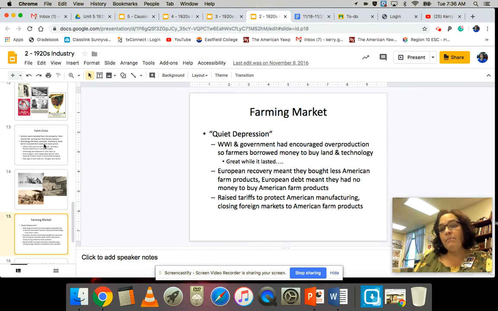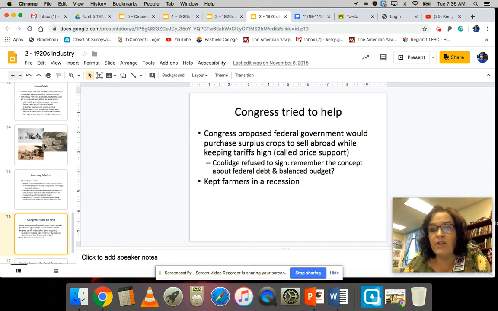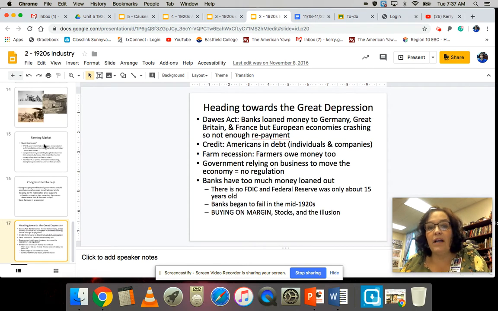Now, the impact of that is it's going to drive people into the cities. You're going to have increased urbanization, but it's not going to help. But it's your first sign that maybe the economy is not as healthy as everyone thinks it is. Coolidge refuses to help the farmers at all. He refuses to sign off on a bill. And you start to have lots of credit for Americans. You have a farm recession.